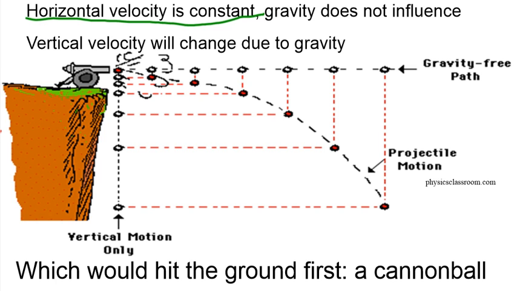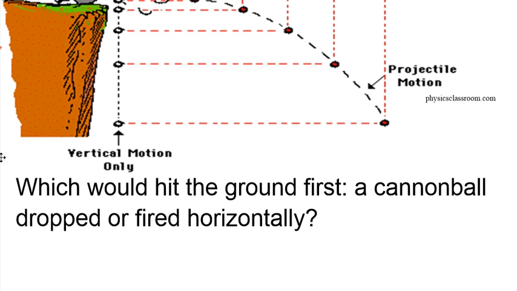With what we know here, what you want to think about is, between the one that is dropped straight down and the actual motion of the projectile, which one would hit the ground first? The cannonball that is simply dropped, or the one that is fired horizontally? We will go through that more in class.